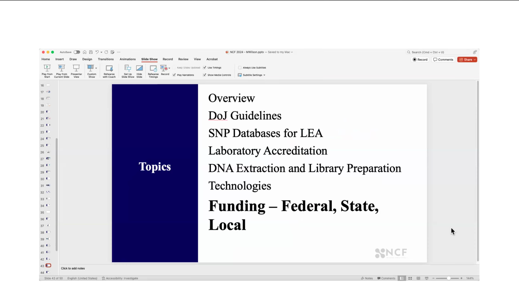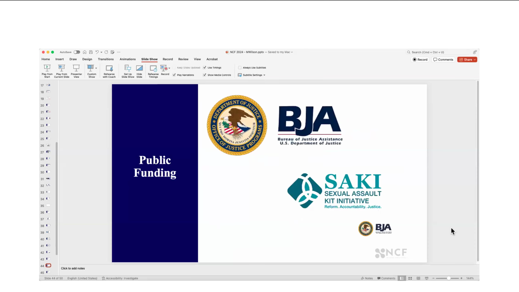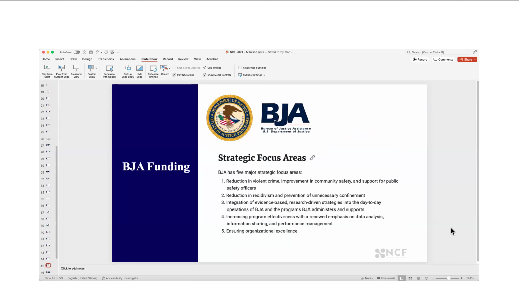Okay, so finally, funding. There are a number of funding sites. The Bureau of Justice Assistance at DOJ is a good one. There's also the SACI program, also under Bureau of Justice Assistance. They have four strategic focus areas right off the top: reduction in violent crime. So this is a very good fit to the DOJ guidelines for investigative genetic genealogy, because that's exactly what they're trying to get through using this technology to solve old cases. So there's a lot of synergy, a lot of overlap between the mission of the Bureau of Justice Assistance and what genetic genealogy can do.